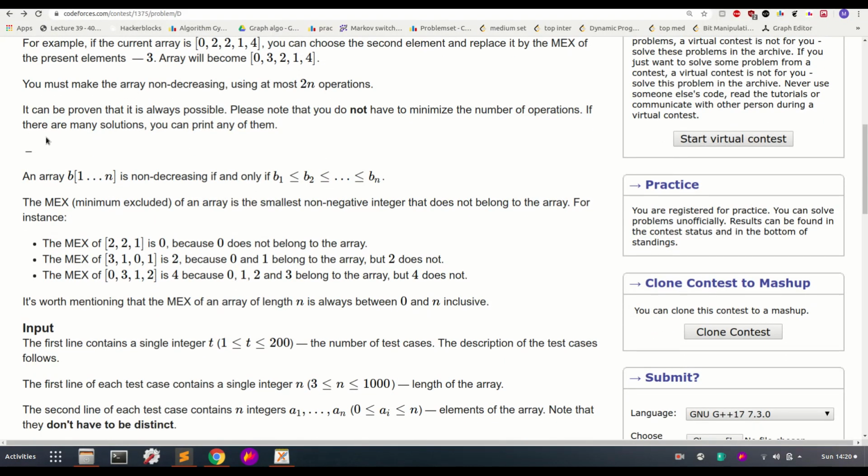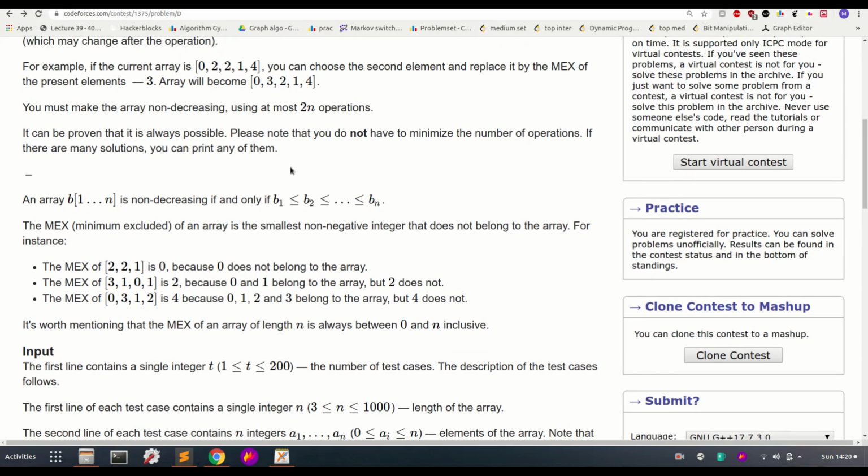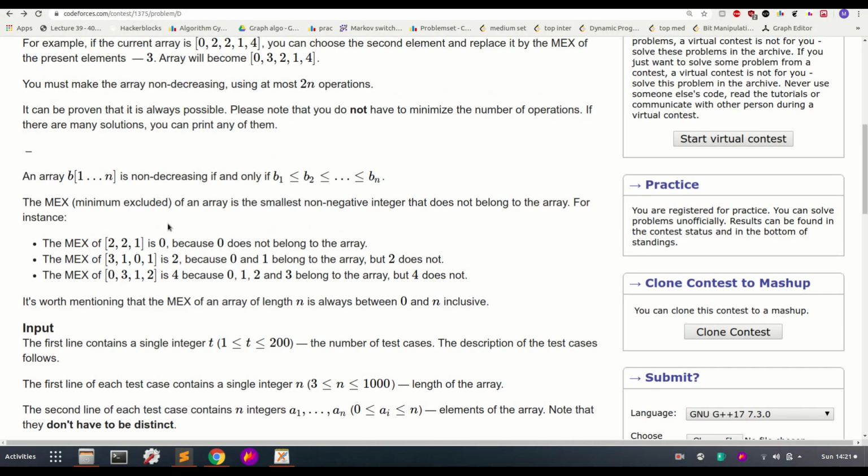Now the operation that has been provided to us is that we can replace any of the elements in the array with the MEX of all the elements. Now what is MEX? MEX is actually the minimum excluded of an array. That means that it is the smallest non-negative integer that does not belong to the array.